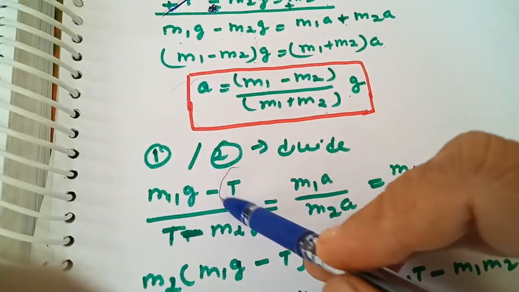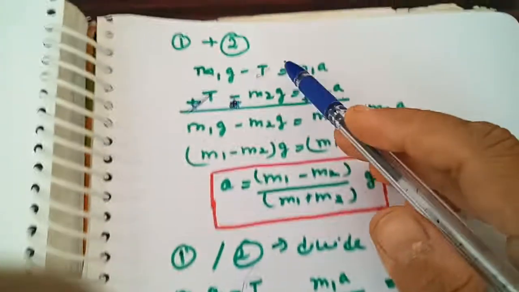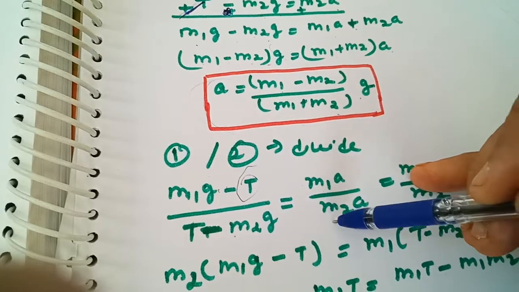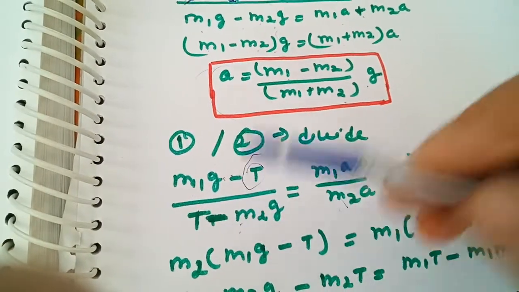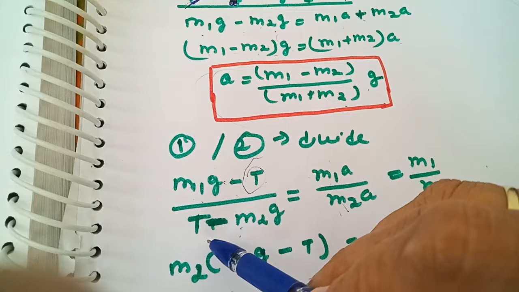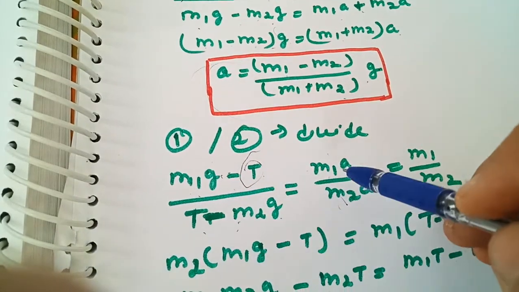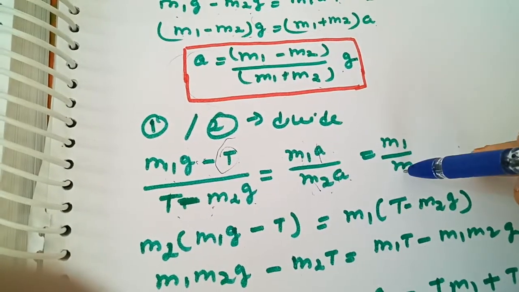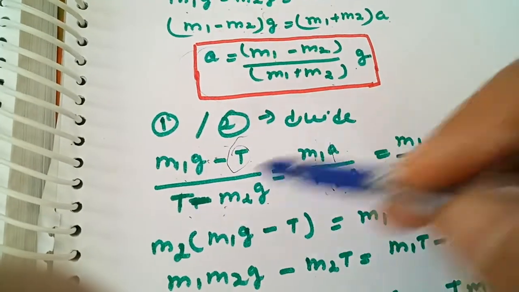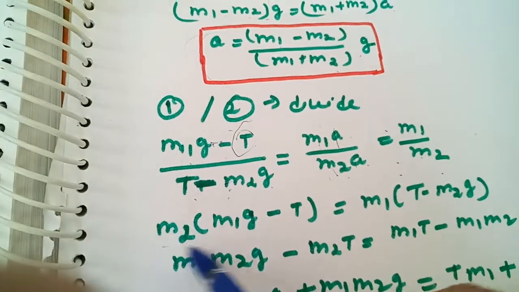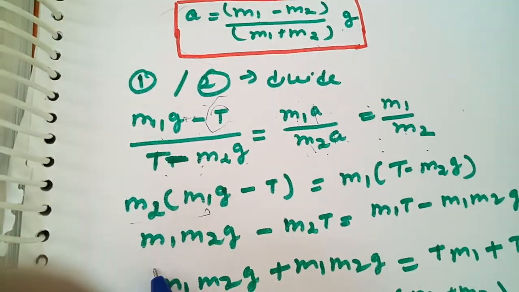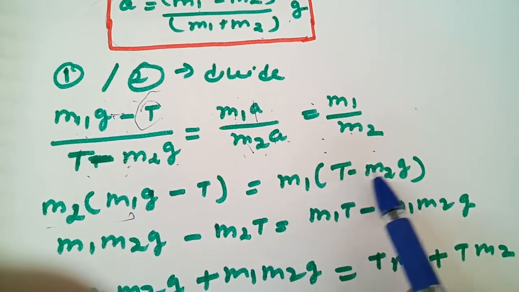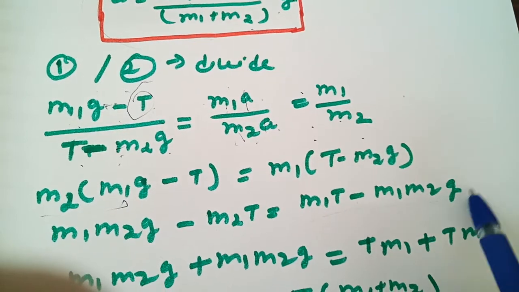Now for getting the expression of T, we will divide these two equations. The right hand side will be divided by the right hand side, and the left hand side by the left hand side. So (m1g minus T) divided by (T minus m2g) equals m1a divided by m2a. a and a will cancel out, leaving m1 upon m2. Do the cross multiplication. By doing the cross multiplication, we will get m1m2g minus m2T on one side, and m1T minus m1m2g on the other. So you have got these expressions.